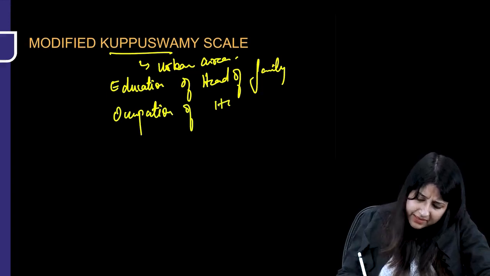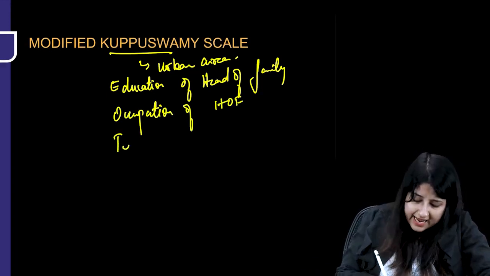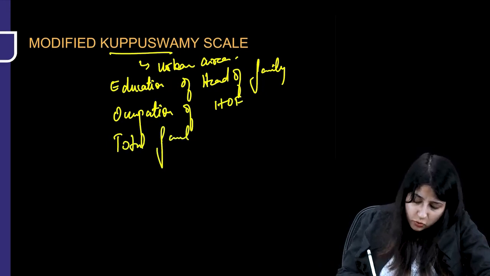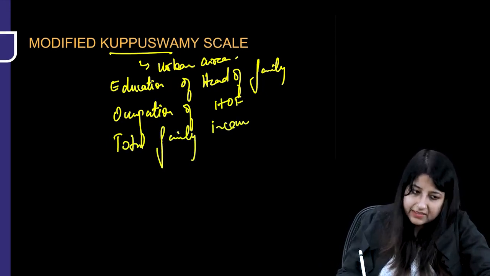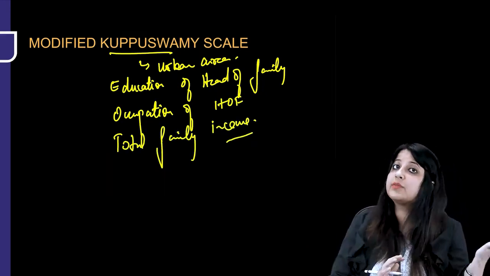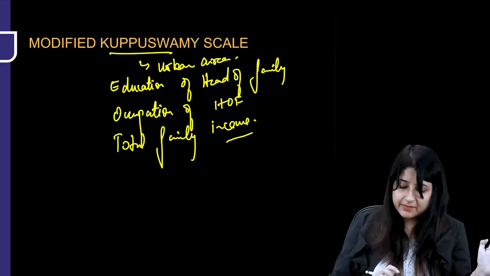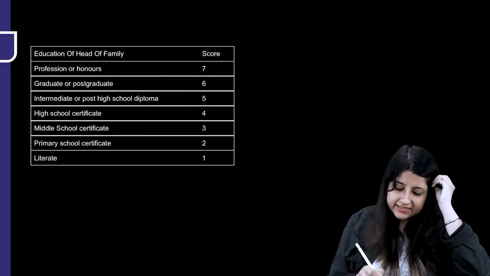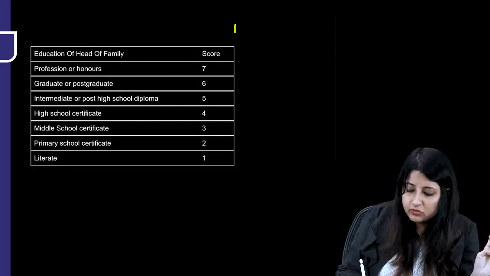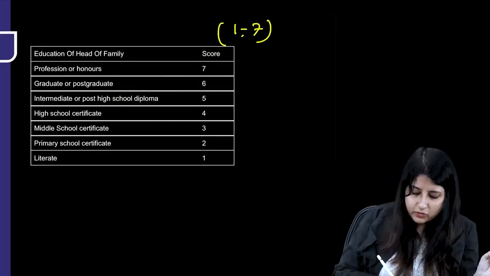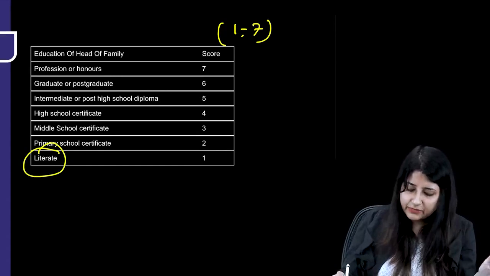Occupation of head of family. I've told you who's head of family. And please remember, it is total family income. Never say per capita income. Per capita income was before. Now it is total family income. And based on this, you can see education of head of family. The scoring is from 1 to 7. Okay, 1 is literate and 7 is professional honors.